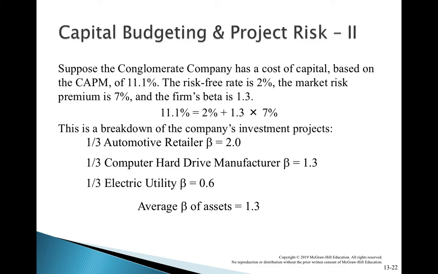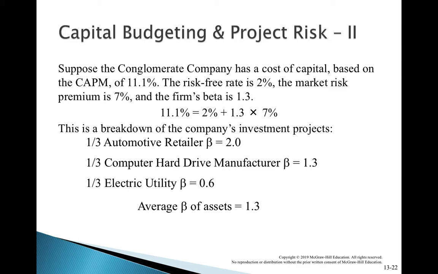I said electrical utility because it is a non-cyclical business. The operating leverage will be low, non-cyclical in nature, so its beta is 0.6, much lower. Computer hard drive beta is average 1.3, which we calculated in the previous slide. And the automotive retailer, because it is a cyclical industry, its beta is 2.0. So the average beta comes to 2 plus 1.3 plus 0.6 divided by 3, which is equal to 1.3.